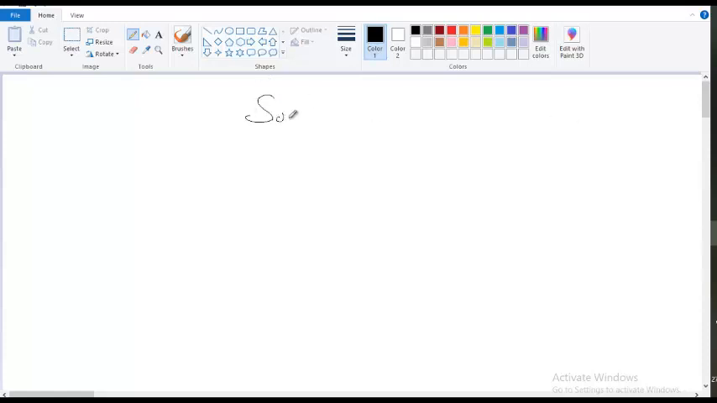Subnetting helps to create multiple networks out of a single network. Why do we need it?